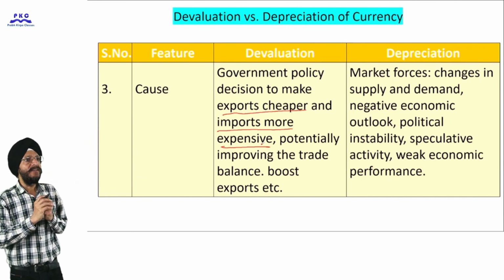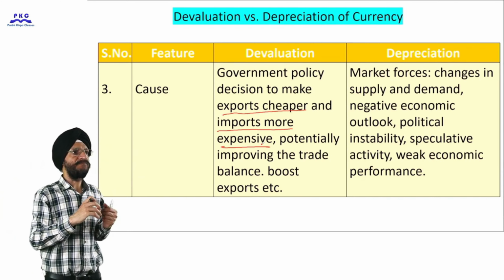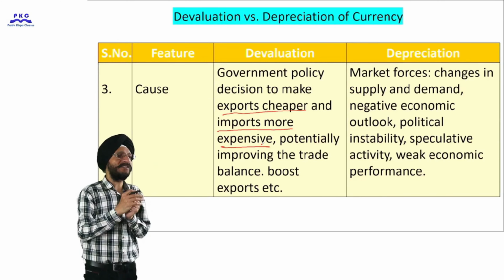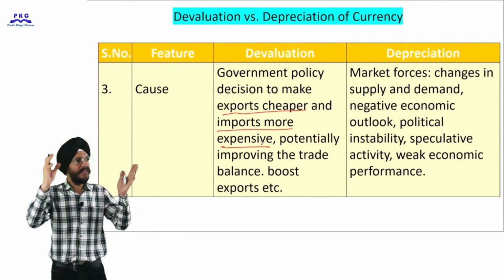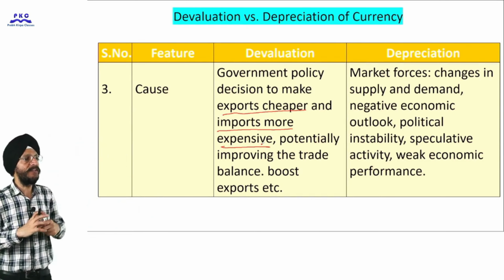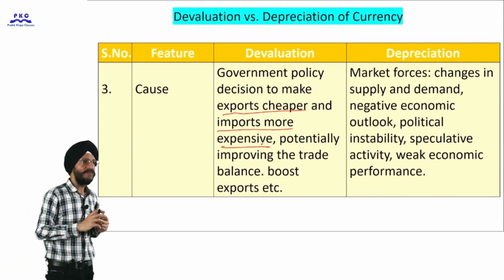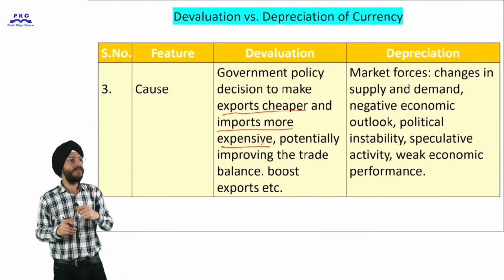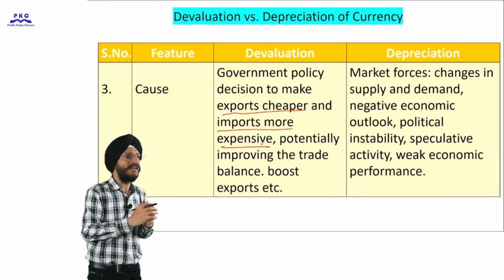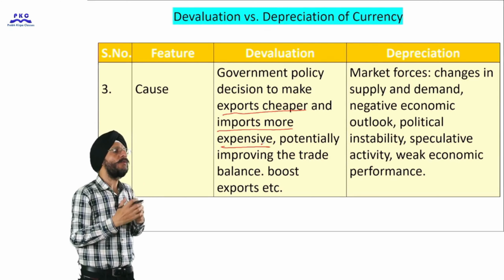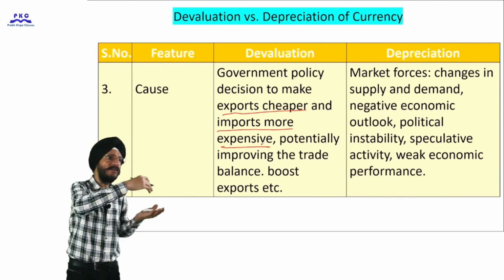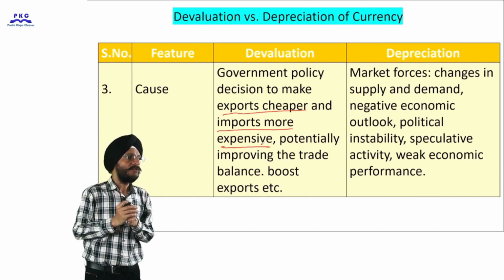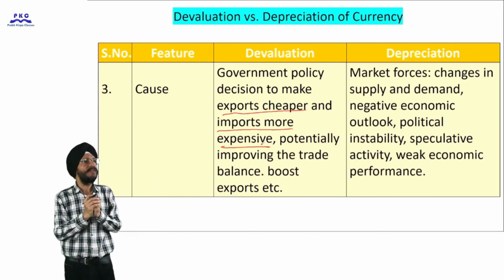On the other hand, depreciation of the currency may be caused by the change in supply and demand of the domestic currency. There may be a negative economic outlook of the country, economic performance of the country is not good. There is political instability in the country, and the speculative investors also believe that the value of the currency is likely to depreciate in the near future, so they will offload their domestic currency. So it will result in the depreciation of the currency.